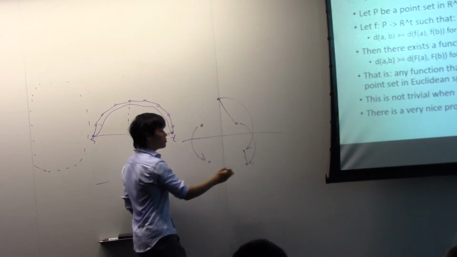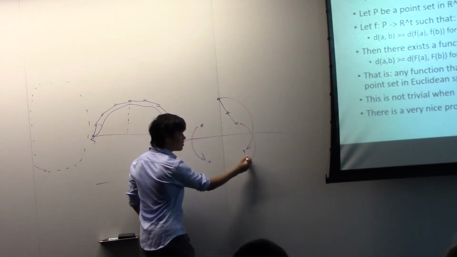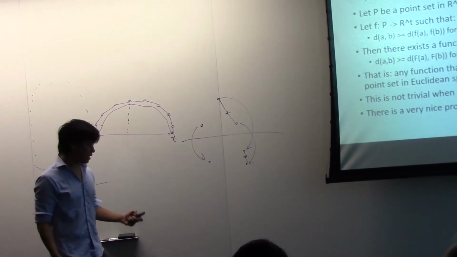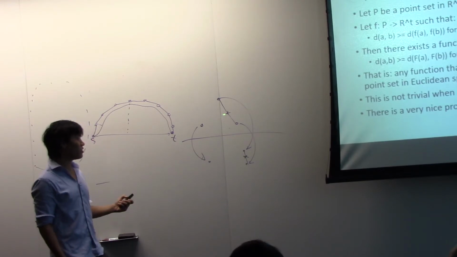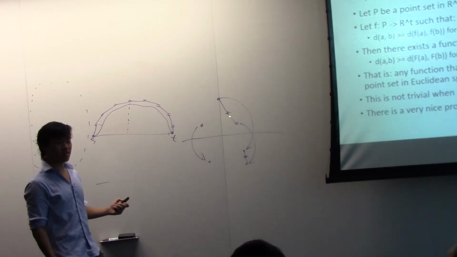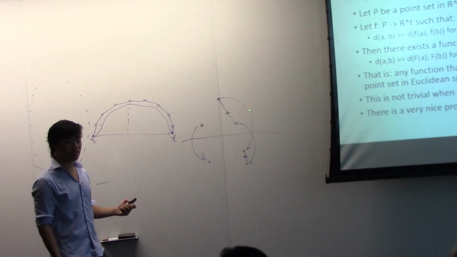Sorry, if it was a linear transform, it would map this midpoint here to this midpoint here, right? Any linear transform must map midpoints to midpoints. But this distance is longer than this distance, even though the corners are closer.